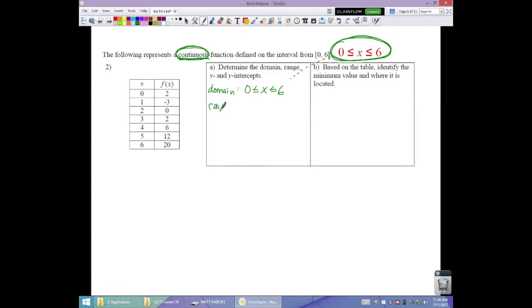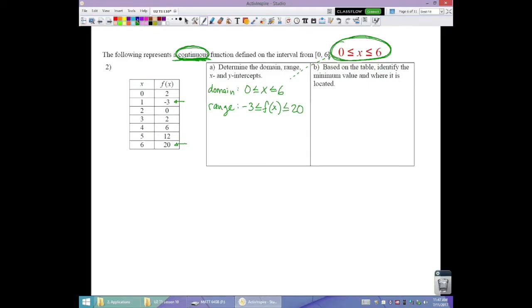The range. Now the range, again, I only know that it will be an inequality, interval notation, because of this continuous. That's telling me there aren't any jumps. So the lowest value I see here is -3. The highest one is 20. Because I'm told it's continuous, everything else must get touched, used between -3 and 20. So from -3, including that -3, to 20, including the 20.